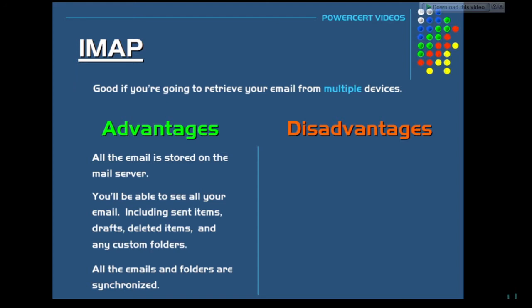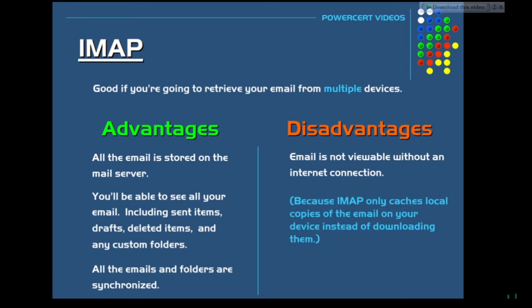Now, a disadvantage of IMAP is that you will not be able to view your emails without an internet connection. And this is because IMAP only caches local copies of the email on your device and doesn't download them. However, some email clients will give you an option that you can check to have IMAP download the emails to your device instead of just caching them.